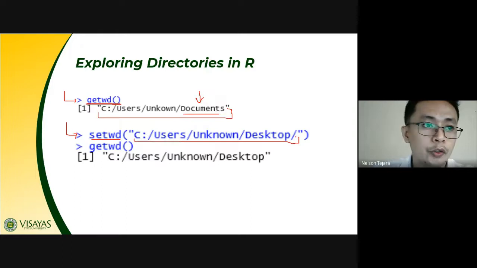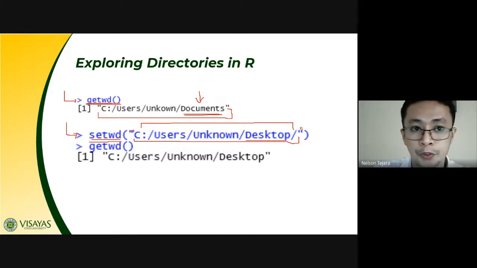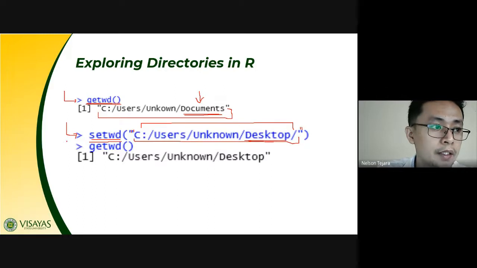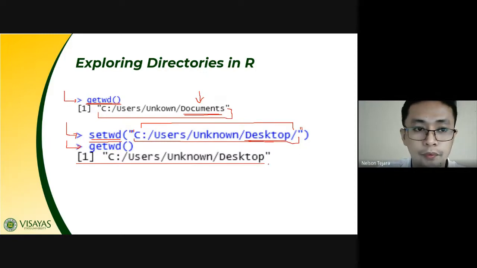For example, currently we are under the documents folder. If you want to change from the documents folder to the desktop folder, you can issue this command: setWD, and then in double quotation marks, the file location that we have. So C users, unknown, then desktop, with, of course, your double quotation marks. When you press enter, you have set your working directory to your desktop folder. And when you issue the command getWD, you can see that your current working directory is now the desktop folder.